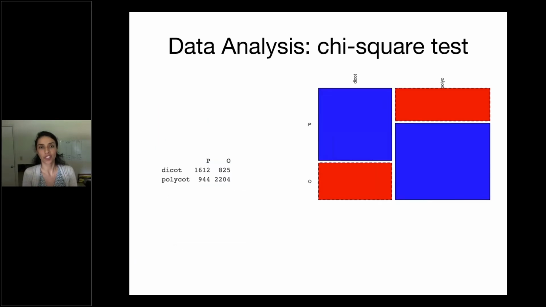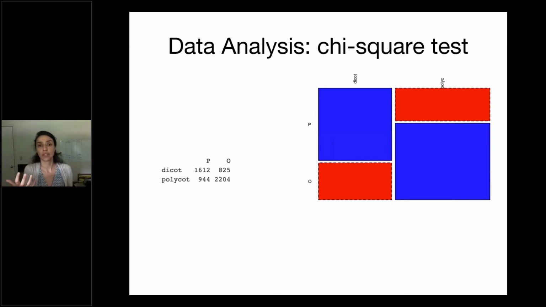So let's just focus on the chi-square, which I think would be easier. And for us to do this, if you remember the chi-square, we need to count how many dicots we have and how many polycots we have in each of the populations, the parents and the offspring. So this is the table that I show here on the left.